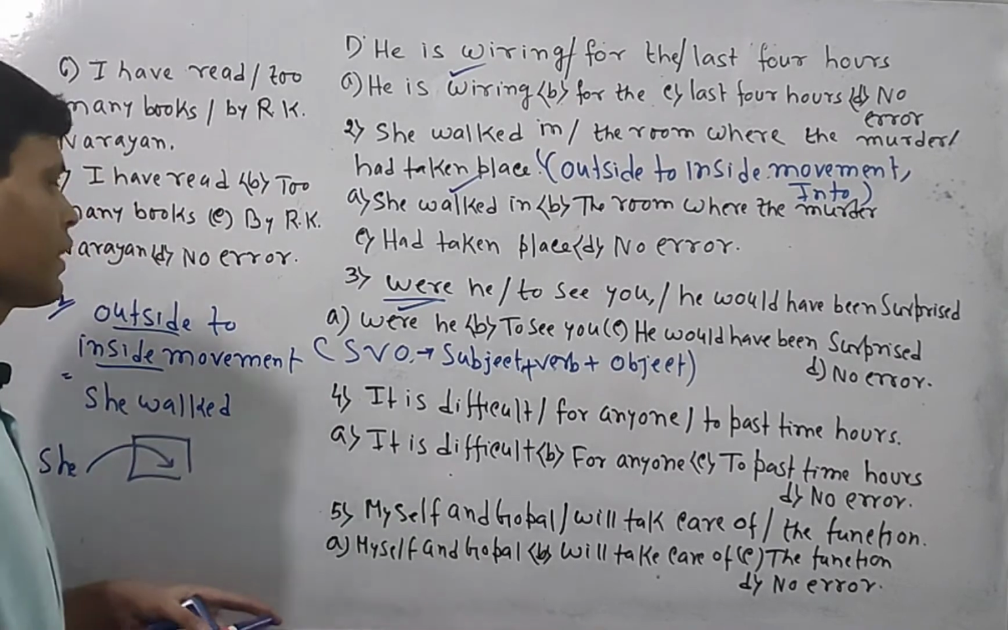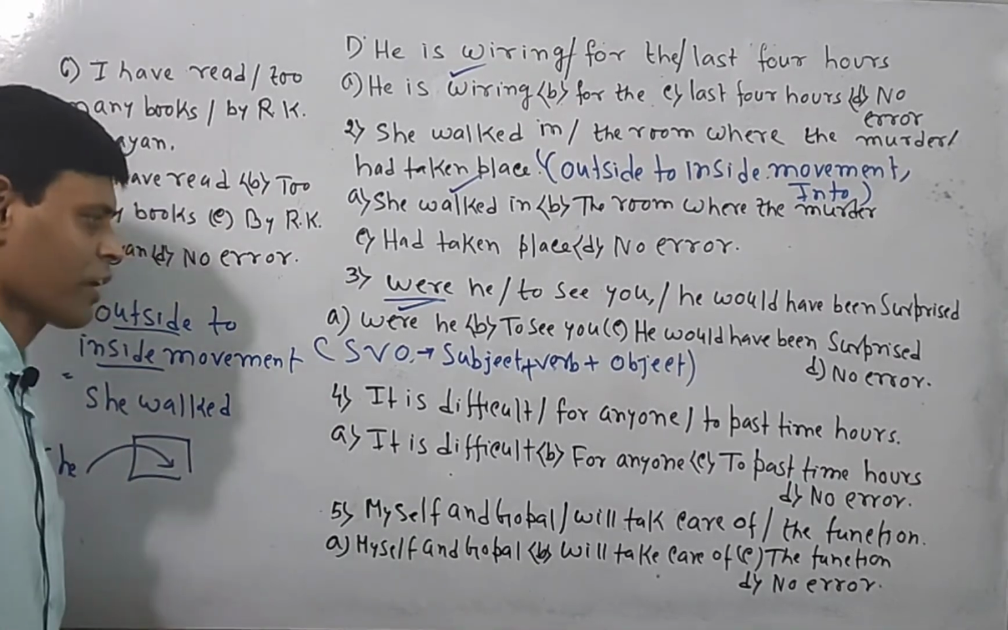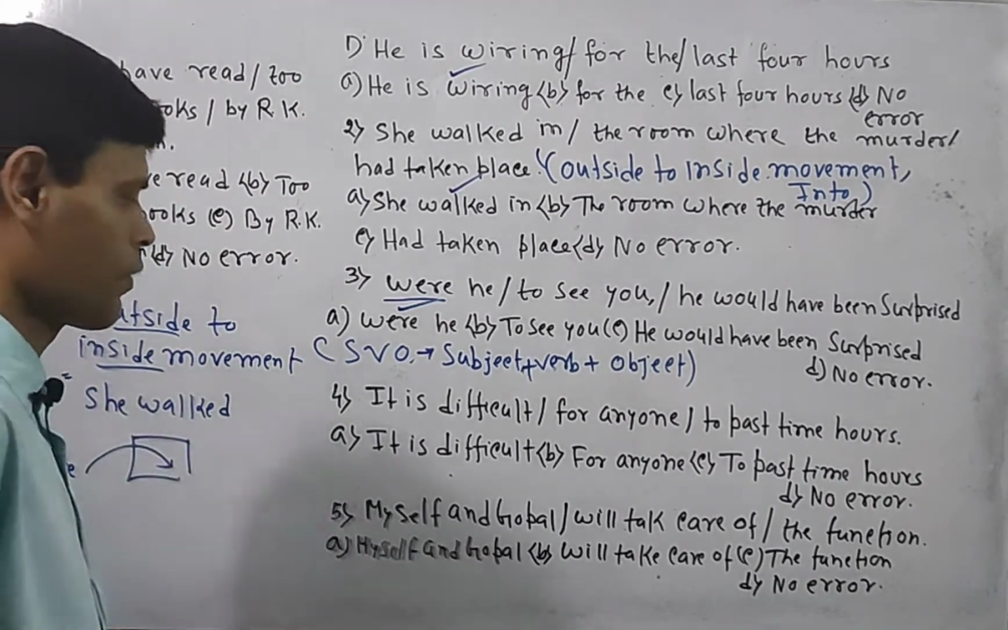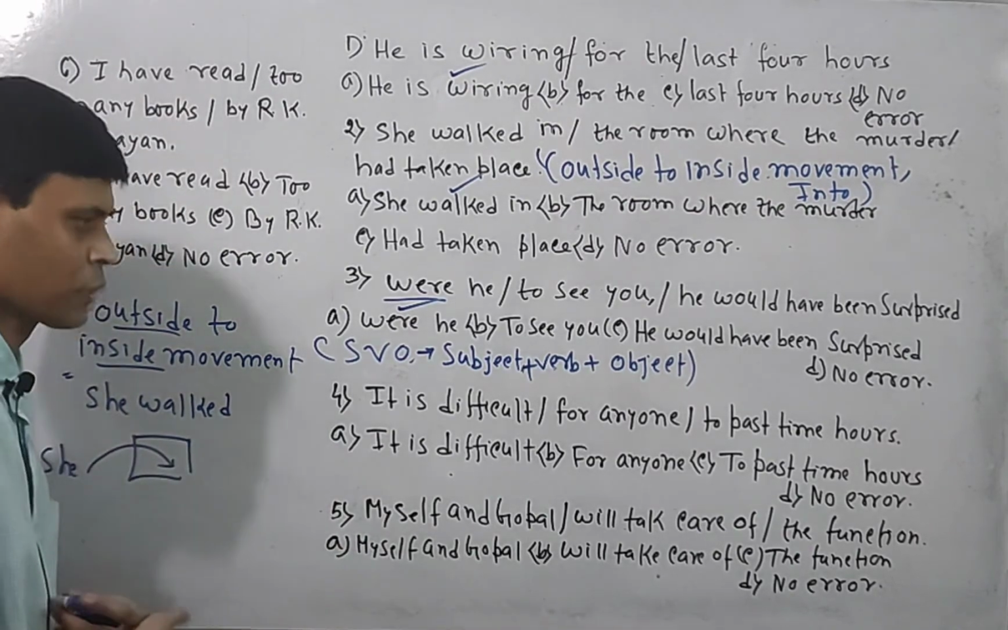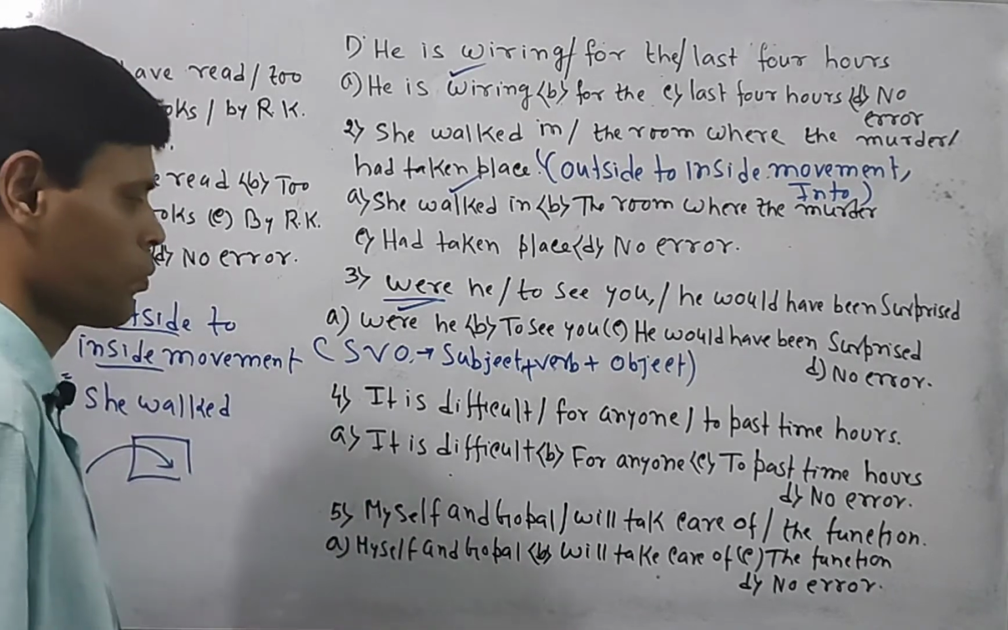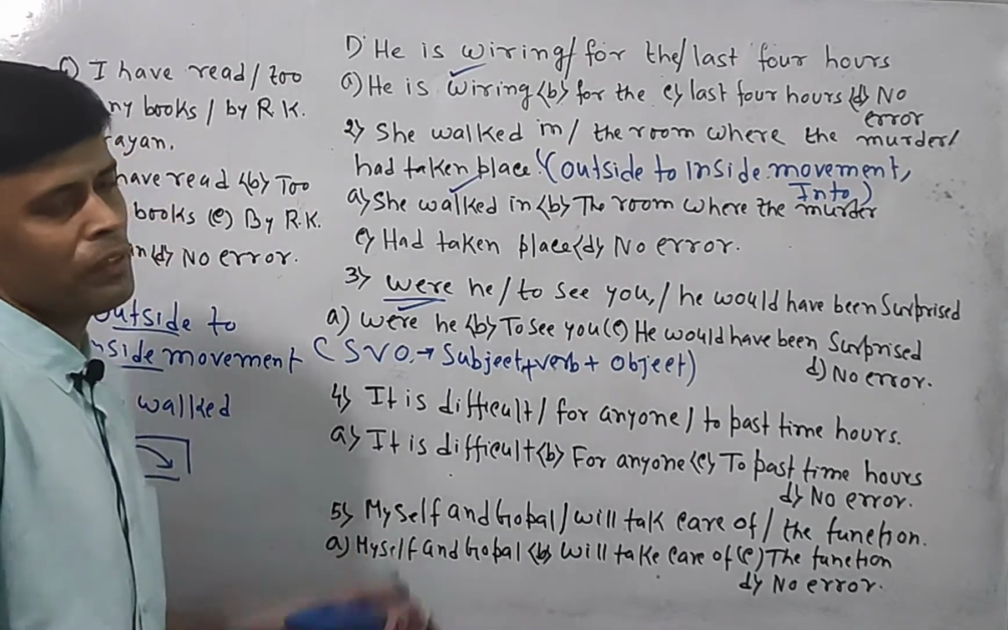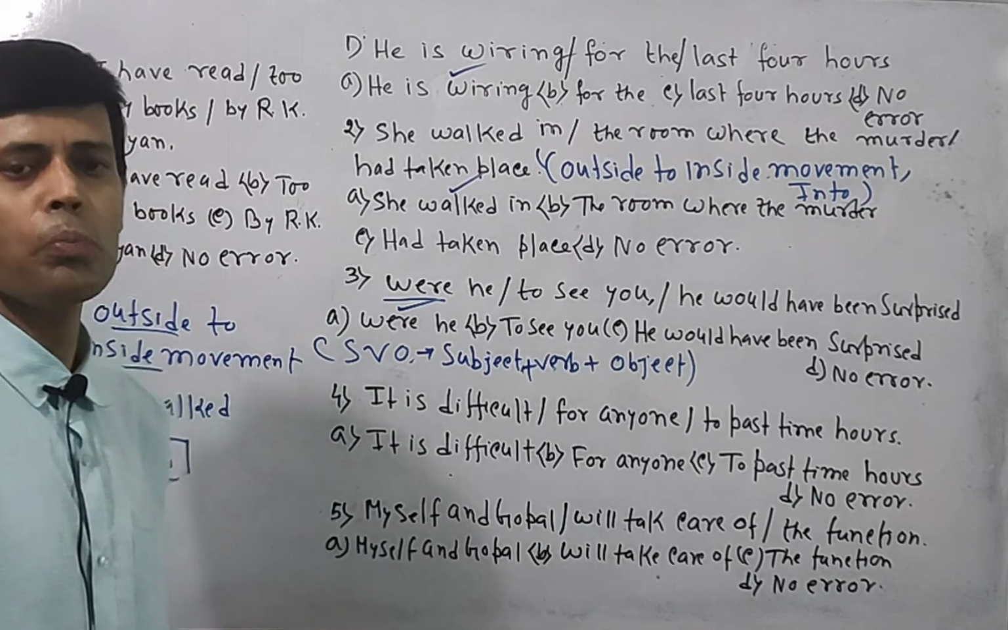Now if I just look over the next question: it is difficult for anyone to pass time hours. It is difficult. Is this the mistake? For anyone, is this the mistake? To pass time, is this the mistake or no? Error. Now look over the sentence construction. We have written "to past".